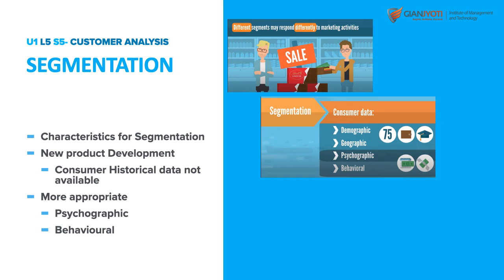Psychographic means there are certain customers who are very impulsive. They see a thing and immediately they buy. Whereas there are certain customers who are not impulsive, right? They have a regular pattern.